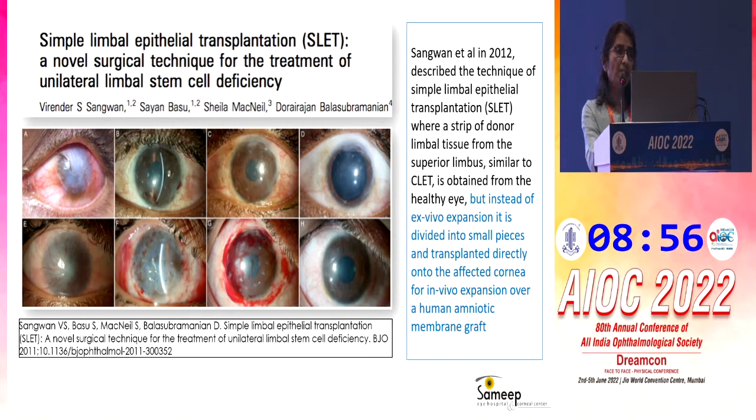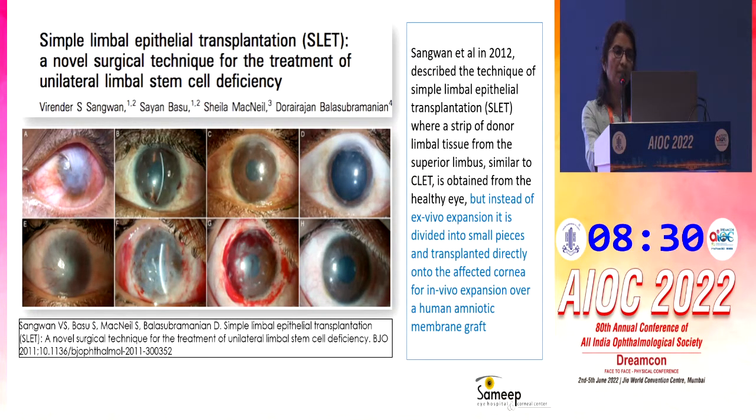The third technique was described by Dr. Virender Sangwan and group in 2011-12, who came up with a novel idea of simple limbal epithelial transplantation, which they used especially in unilateral limbal stem cell deficiency. A strip of donor limbal tissue from the superior limbus was taken, similar to CLET.